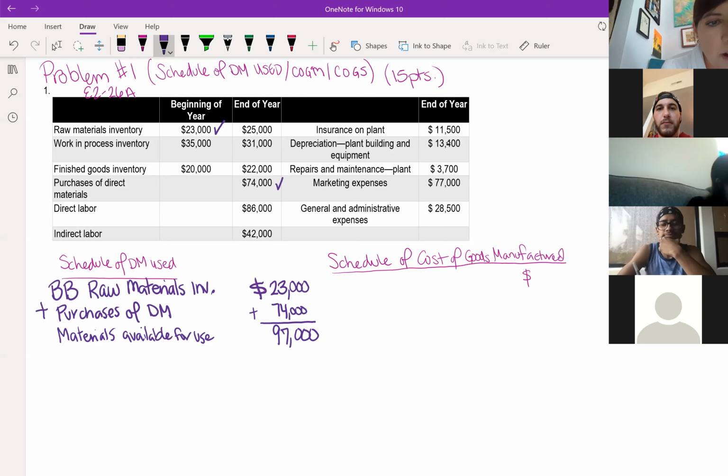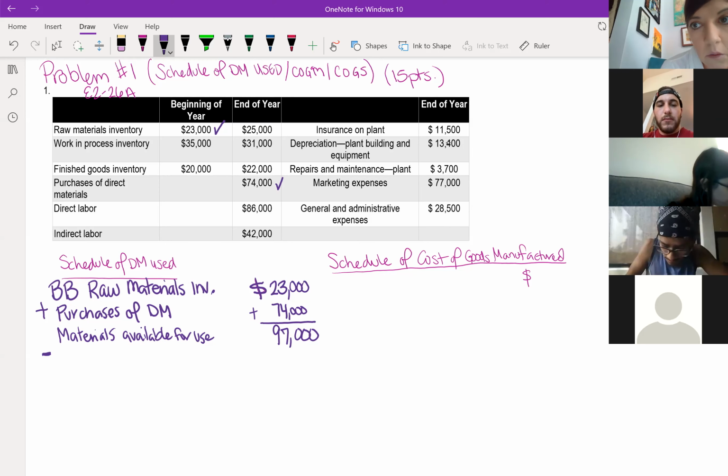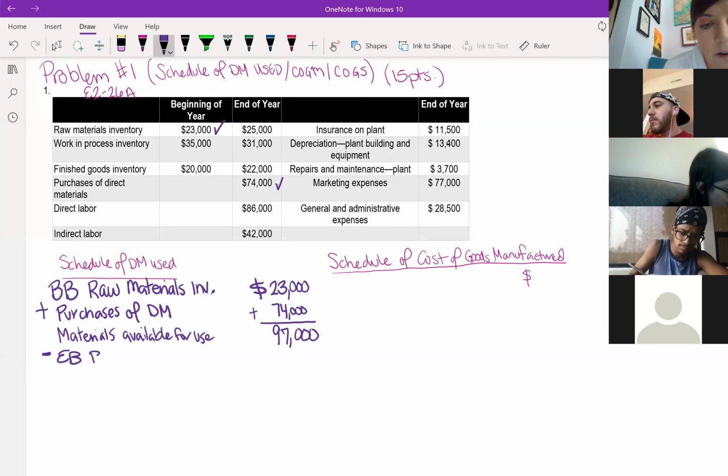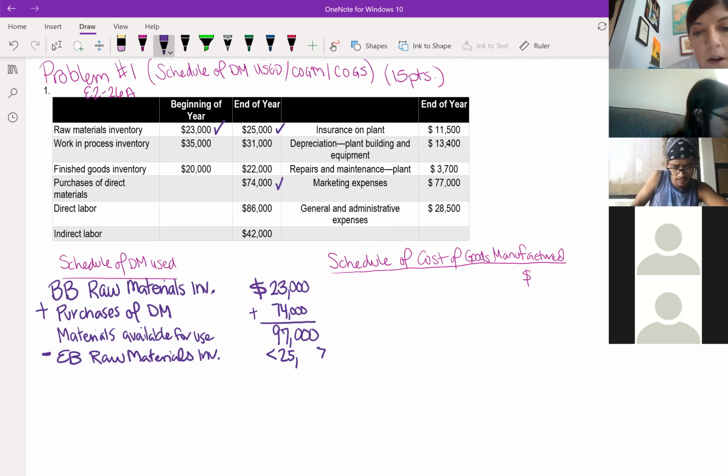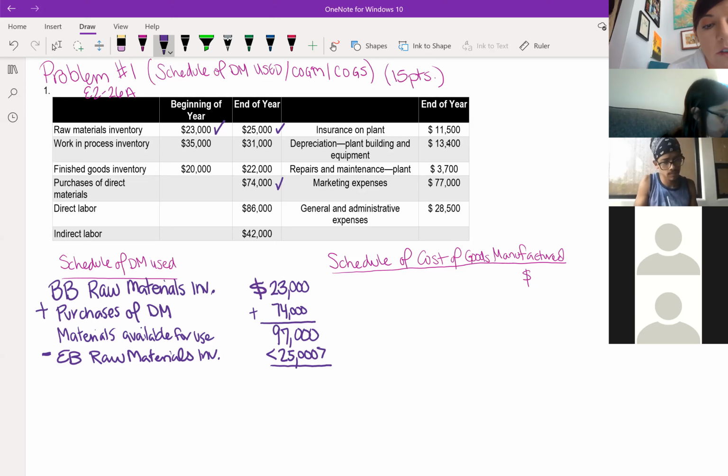Then we're going to subtract out what we didn't use, right? We did not use the ending balance. Those are still sitting in there. So we're subtracting out the ending balance of raw materials inventory. $25,000 was still in that account at the end of the period. And when we subtract out the ending balance of raw materials inventory, that's going to give us our direct materials used.